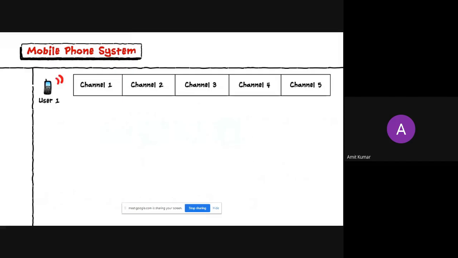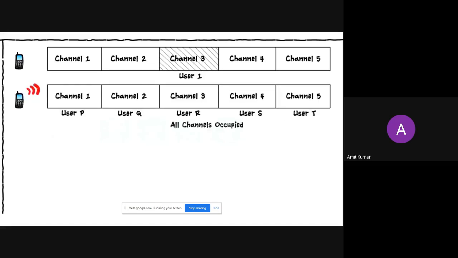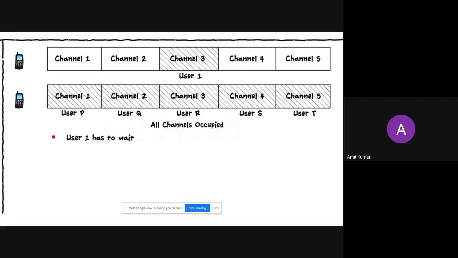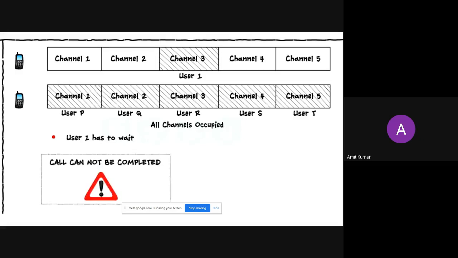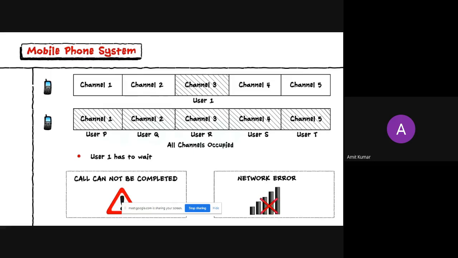Whenever a user makes an attempt to call someone, a separate channel is assigned to the user by the MSC. If all the channels are already occupied by other users, then this user has to wait for a channel to become free. In such a case, the user gets the notification such as call cannot be completed or network error, etc.